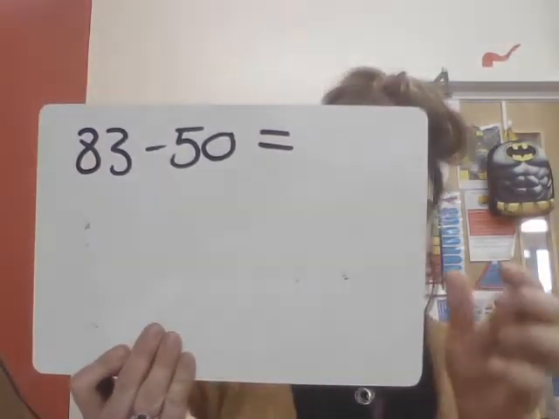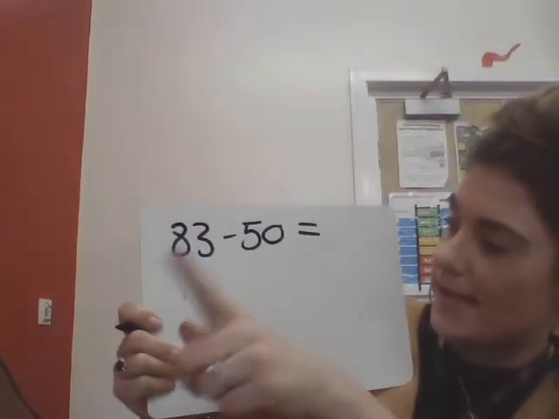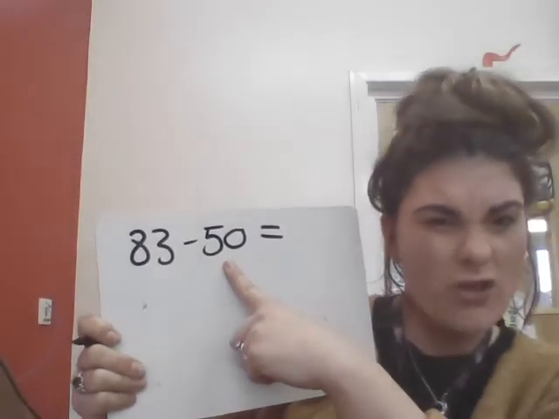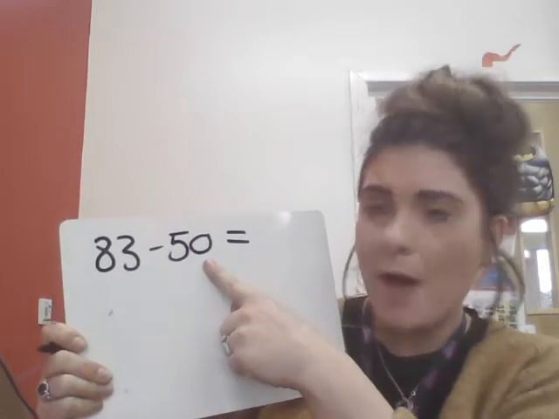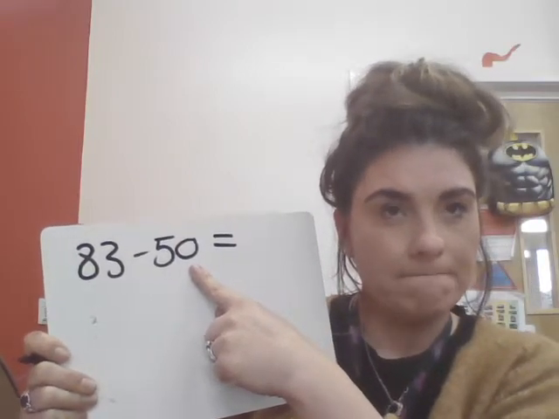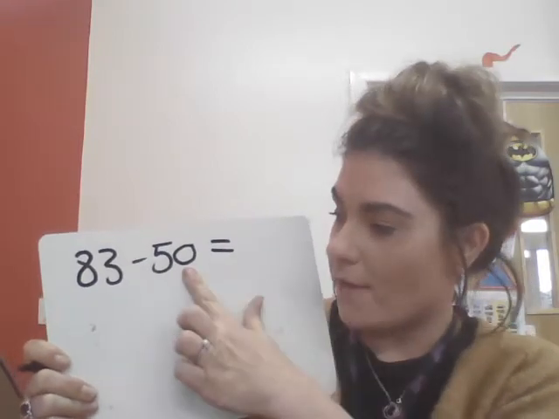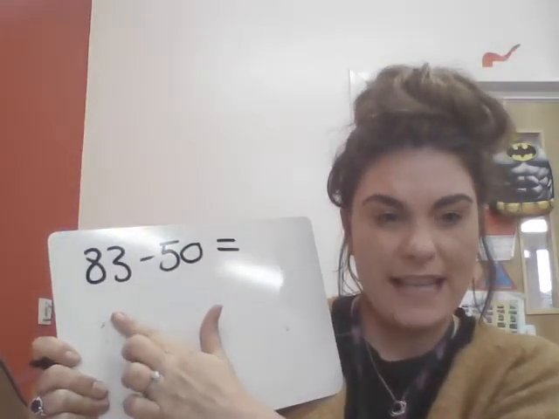I'm not going to do that one with you. I'm going to give you an example. I'll do 83 take away 50. So 83 subtract 50. So I'm starting with 83 and I'm taking 50 away. Just tell your grown up, how many tens am I going to be taking away from 83? How many tens make 50? 5 tens. So I'm taking 5 tens away from 83.